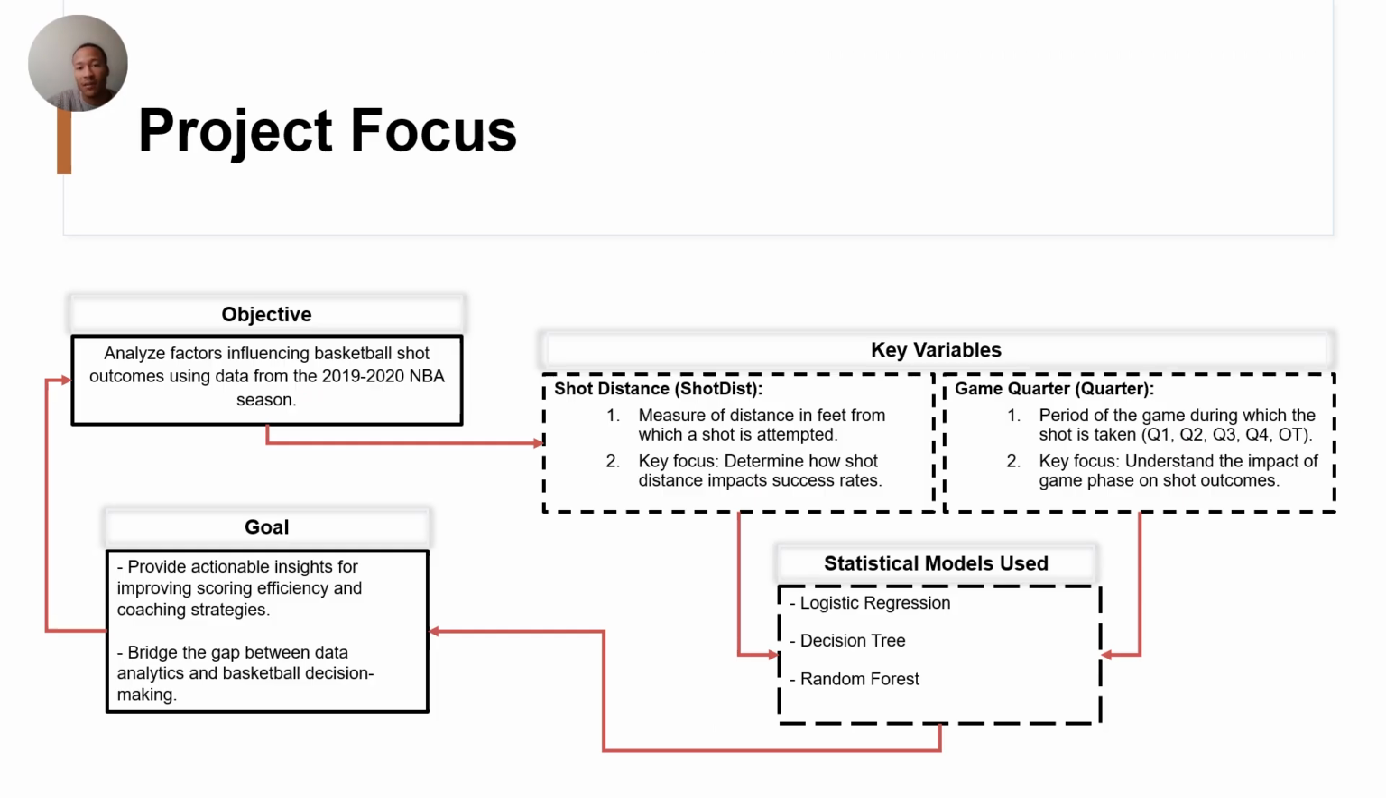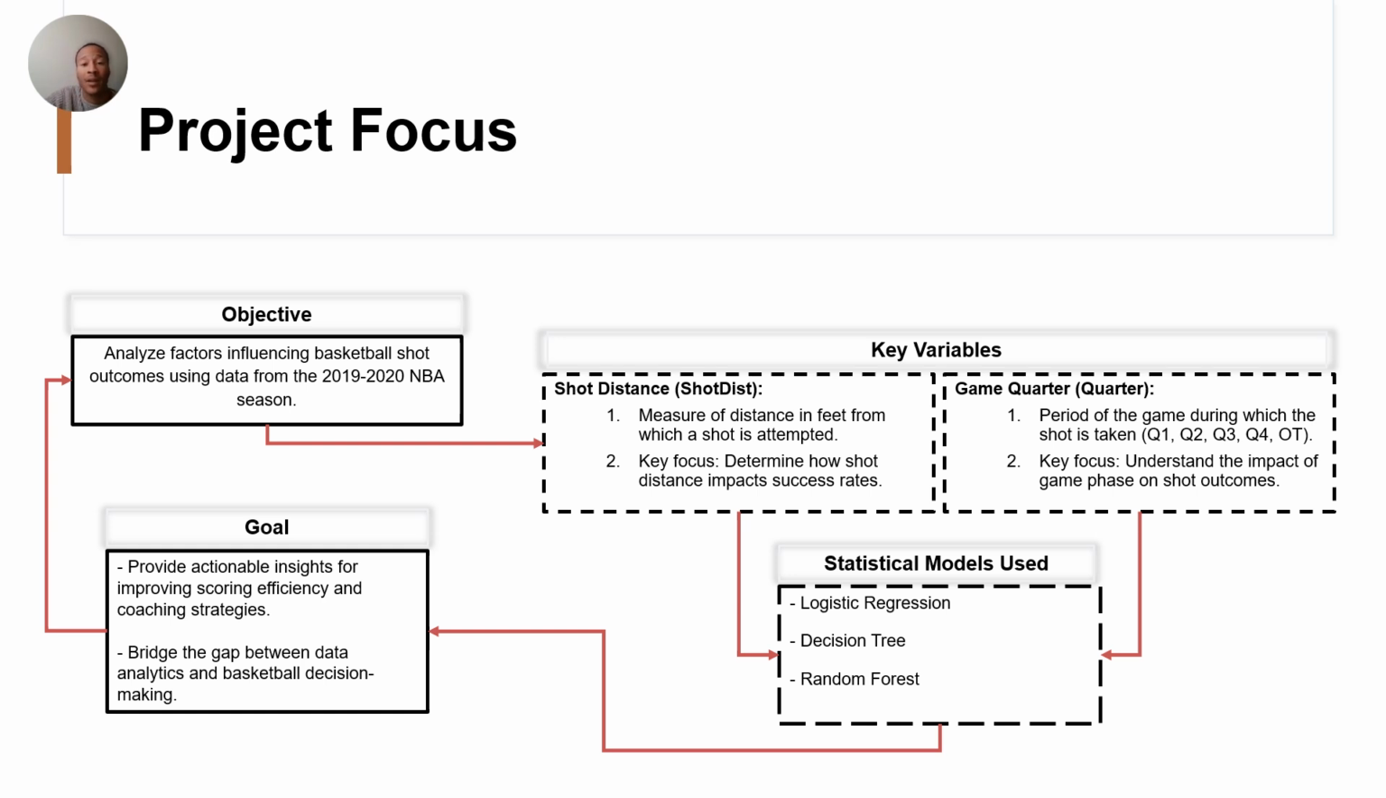So this project focuses on analyzing what factors influence basketball shot outcomes using data from the 2019-2020 NBA season. Essentially, I'm diving into the numbers to better understand what drives shot success. So the goal is twofold. First, it's to provide actionable insights that could help improve scoring efficiency and coaching strategies, and second, to bridge the gap between data analytics and the decision making process in basketball.